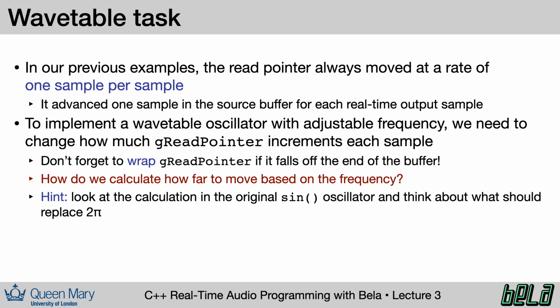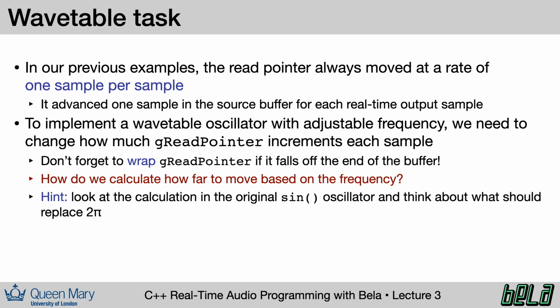Now, if we look back to the previous lecture, where we played a sound file in a loop, we saw that gReadPointer always moved at a rate of 1 sample per sample, i.e. every time we read a sample from the buffer, we incremented gReadPointer by 1 and wrapped it around at the end. The problem that we're going to have here is that we want the wavetable oscillator to have an adjustable frequency. What that means is that gReadPointer is going to need to increment at a different rate depending on what frequency we want it to be.